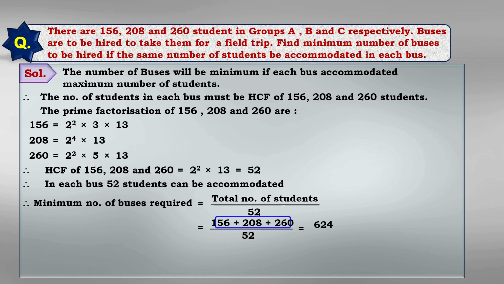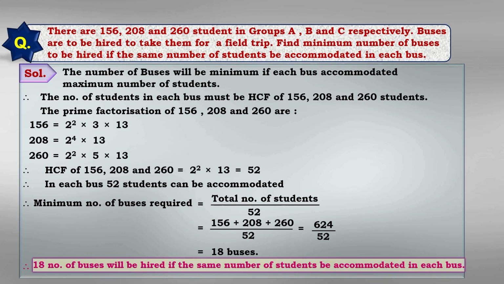So now do the addition. So 624 by 52, that is 18 buses. So this is going to be the final answer. So 18 buses will be hired if the same number of students are to be accommodated in each bus.